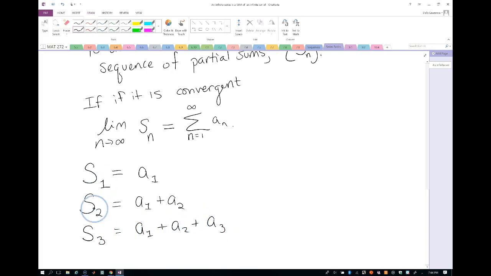Every time we generate a new term in our sequence of partial sums, we're just adding on what the next term in the sequence would be. So S sub 4 would be A sub 1 plus A sub 2 plus A sub 3 plus A sub 4. And if this sequence of partial sums has a limit, that's the same thing as saying, add together all your A's until you get to n equals infinity, which is exactly what that infinite series is asking us to do.